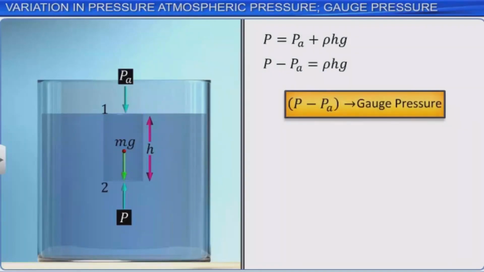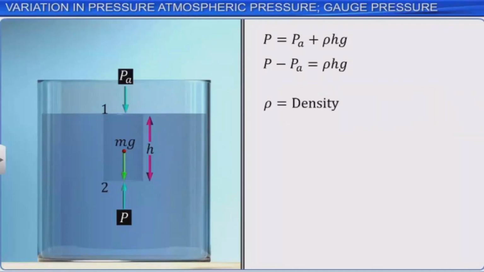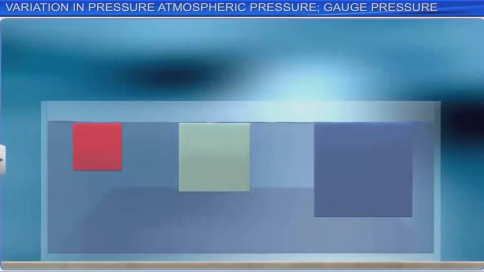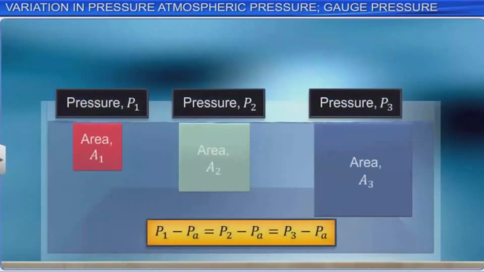This gauge pressure thus depends on the density of the liquid, the height of the liquid column and the acceleration due to gravity at the given place. Thus, at a given height, the gauge pressure is the same at all points at the horizontal level. Let us consider an activity that confirms this concept.